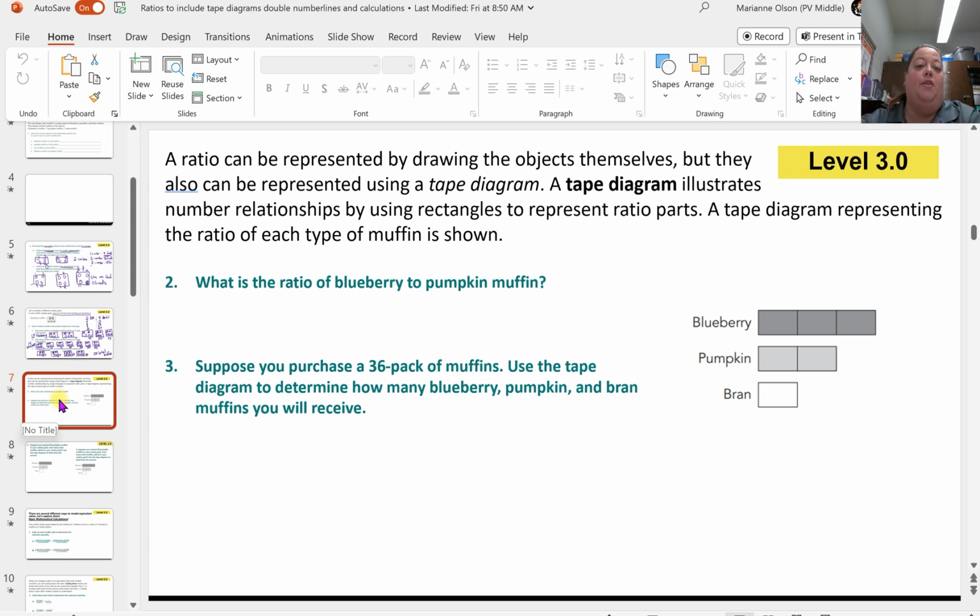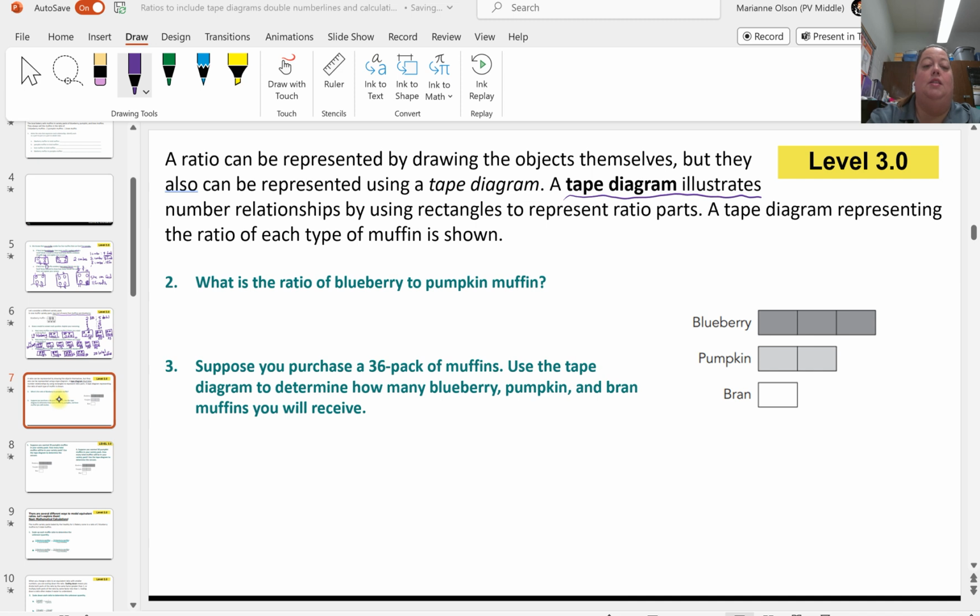Up here at the top of your notes, it says a ratio can be represented by drawing objects themselves, but it can also be represented using a tape diagram. A tape diagram illustrates number relationships by using rectangles to represent ratio parts. A tape diagram representing the ratio of each type of muffin is shown.